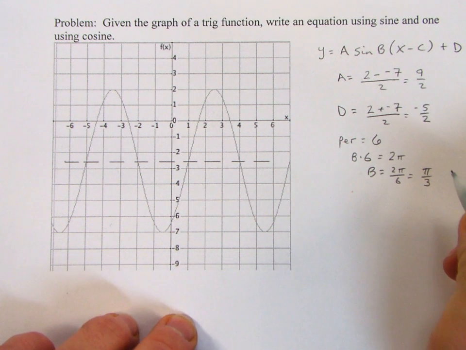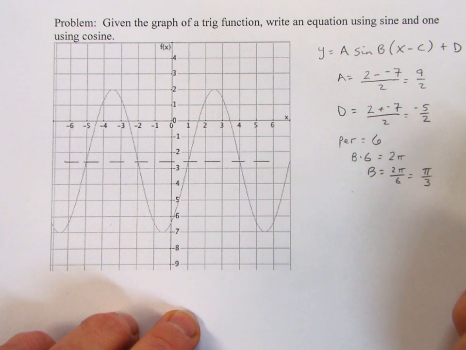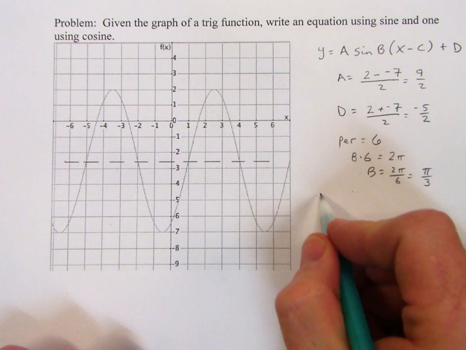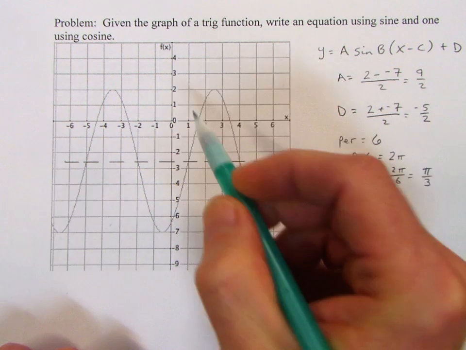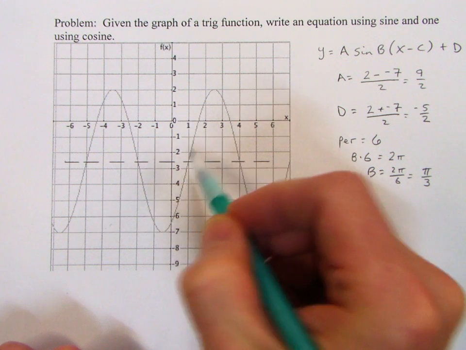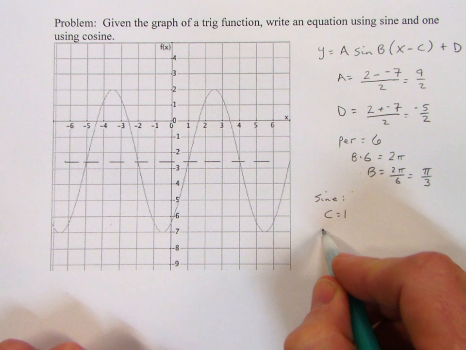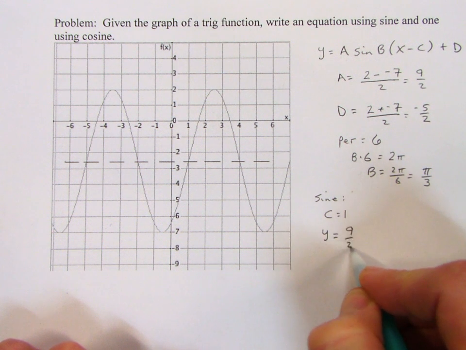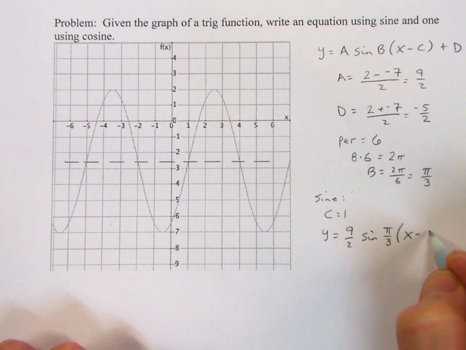Now we need to determine the c value, whether we're dealing with sine or cosine. Since we're dealing with both of them, let's start with sine. What is our c value if we're going to start with sine? Well, c starts in the middle. That would be right here at the midline. That value is 1. So we can write our equation right now and say y = 9/2 sine of pi over 3 times the quantity of x minus 1.